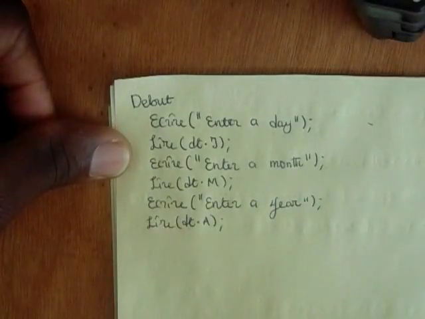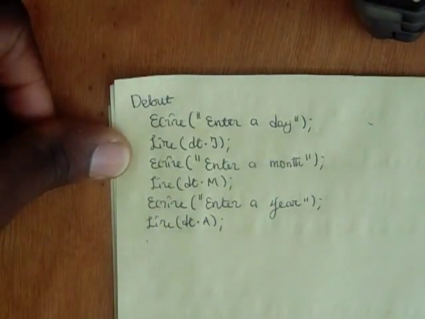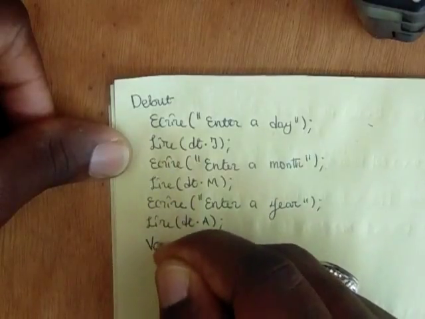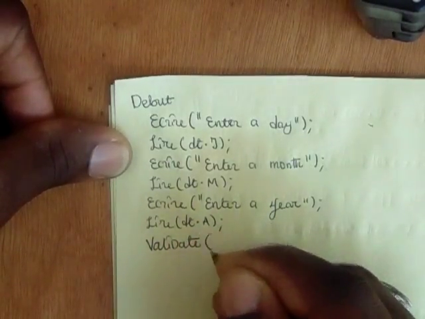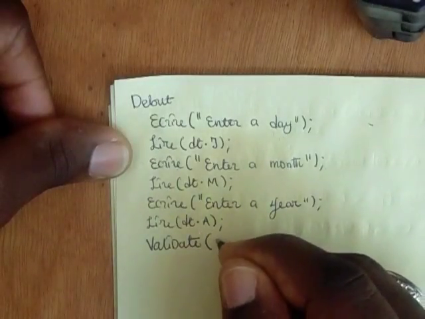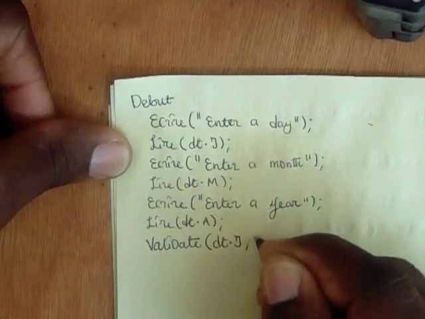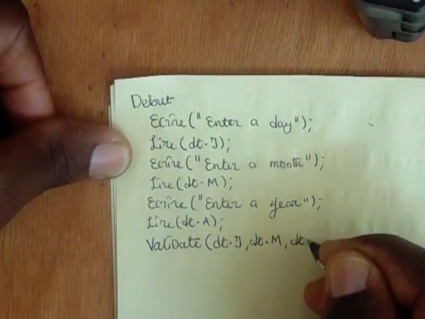So after doing this, we'll call the function. The name of the function was valid date. So we say valid date, and our parameters, which are dt.j, dt.m, dt.a.